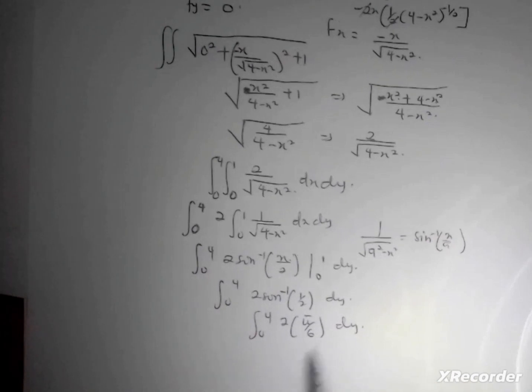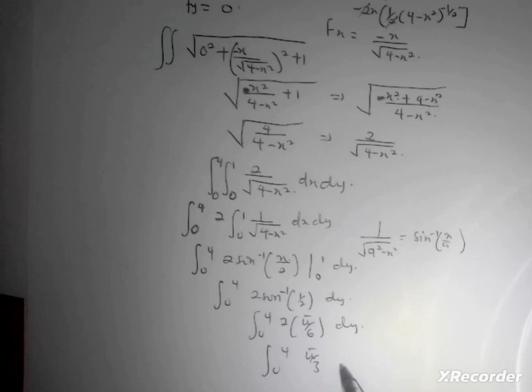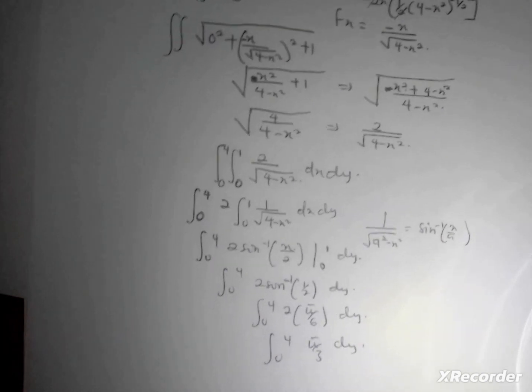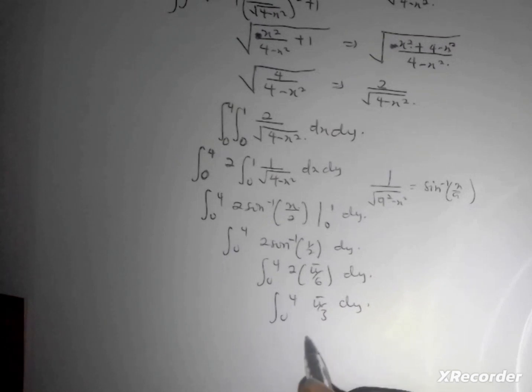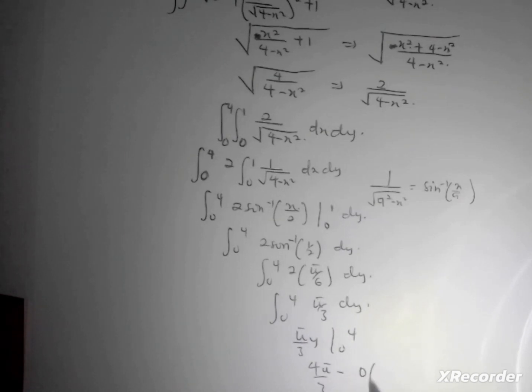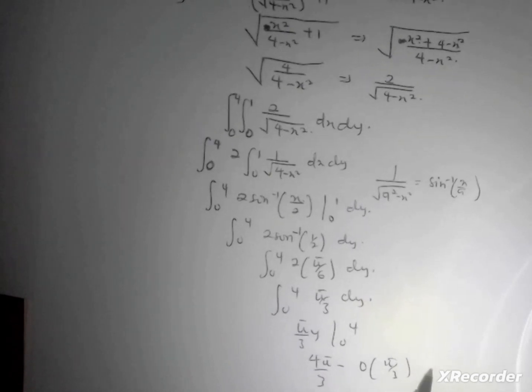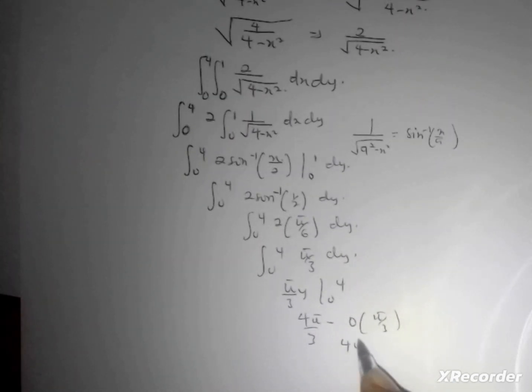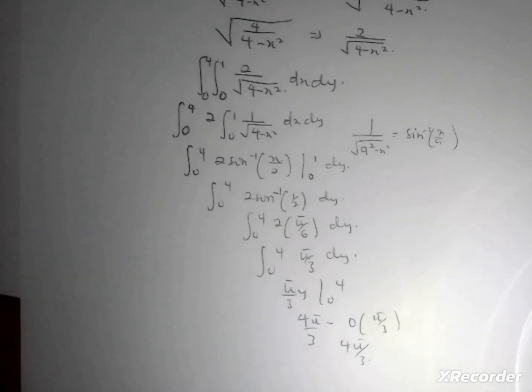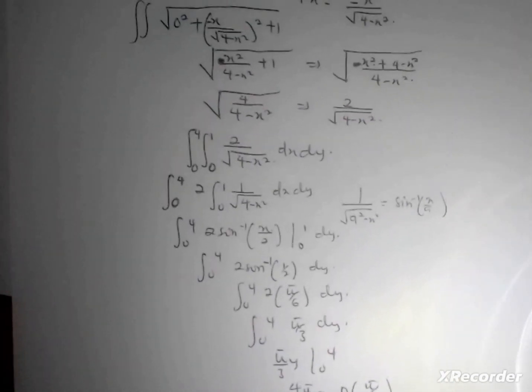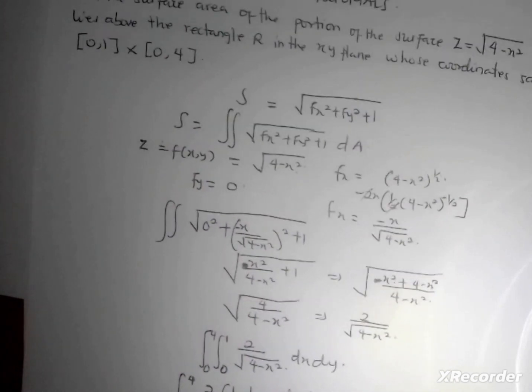Then finally, I'm going to get the integral from 0 to 4. The 2 is going to cancel the 6, so I'll get pi on 3 dy. I integrate with respect to y, so I'm going to get pi on 3 y from 0 to 4. I'll put 4 there, then I'll put 0. I'm going to get 4 pi on 3 minus 0. And that is finally giving me 4 pi on 3. So this is the surface area of the quadric surface given over the region [0, 1] times [0, 4].